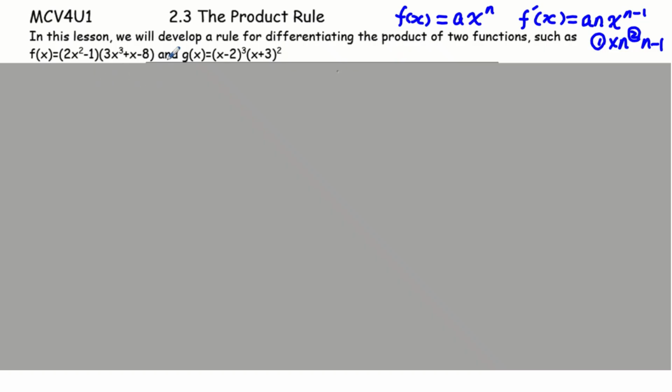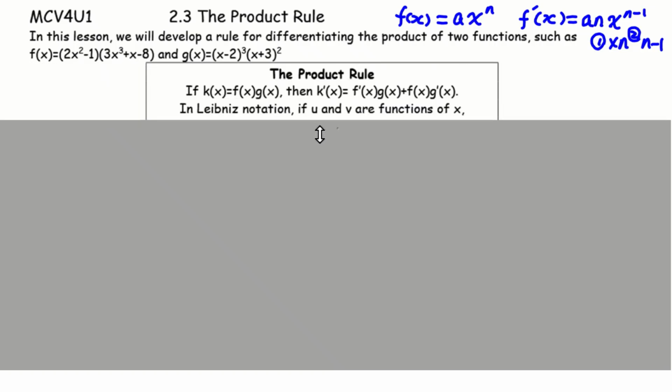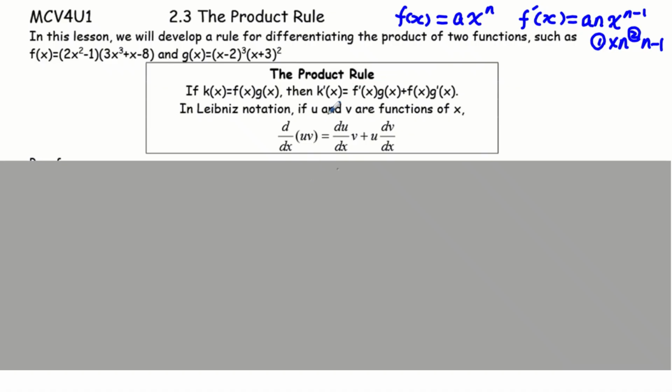And in this lesson, we are going to develop a rule for other functions, like the multiplication of 2 functions, such as 2x squared minus 1 times bracket 3x cubed plus x minus 8. Each of them we could treat as a polynomial function, like a times x to the exponent n, but together we don't want to expand it and do it. We are going to see the rule that we could use to do the derivative of this product of 2 functions.